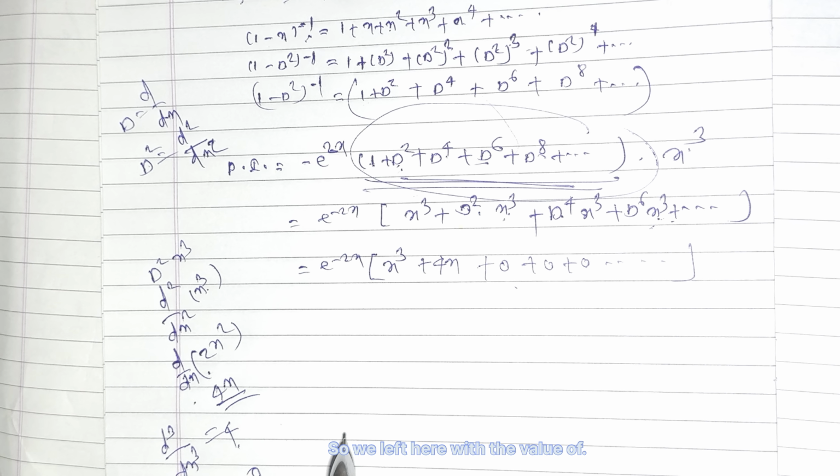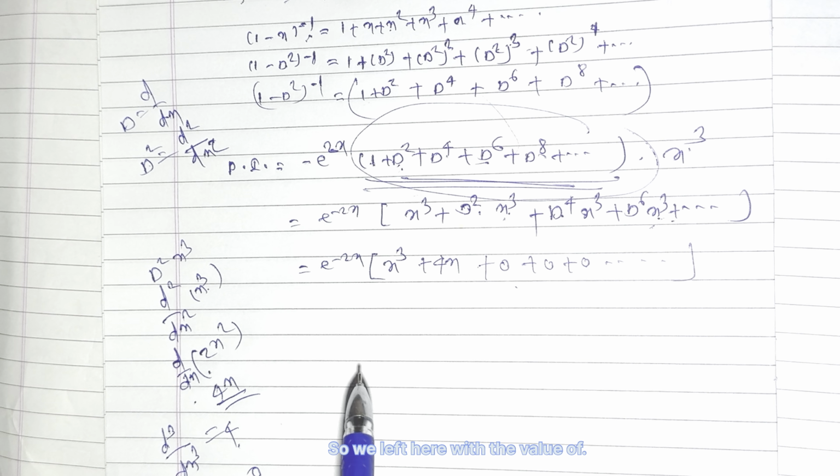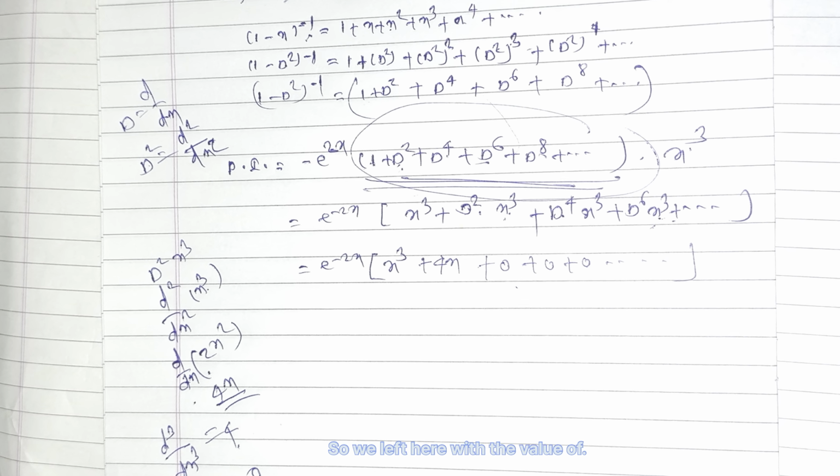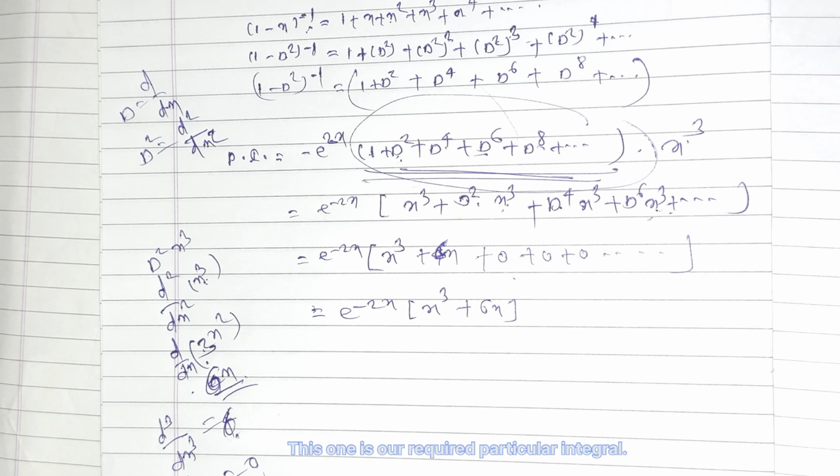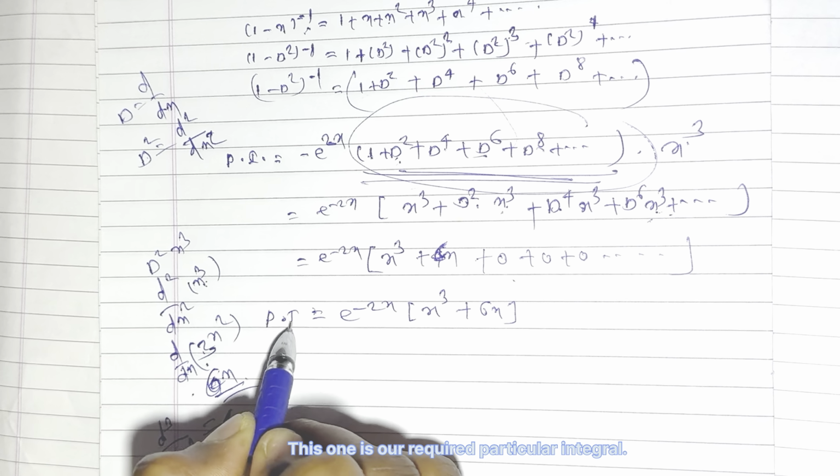So here is the differentiation of x cube: first differentiation 3x square, second differentiation 6x, next differentiation 6, and later on all zeros. So this one is not 4x, this one is actually 6x. We are left with the term e raised to minus 2x into x cube plus 6x. This one is our required particular integral.